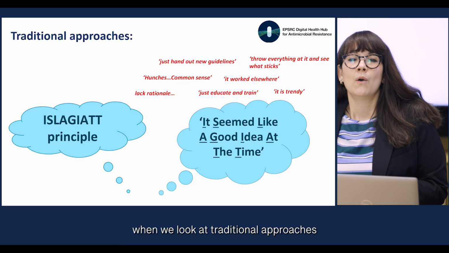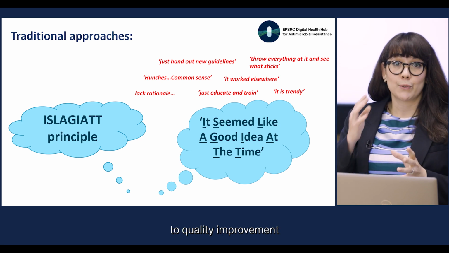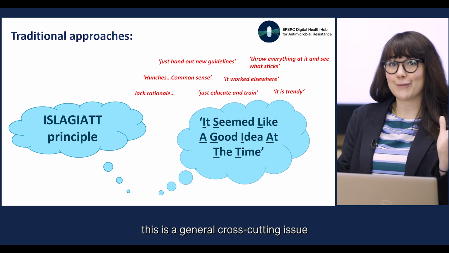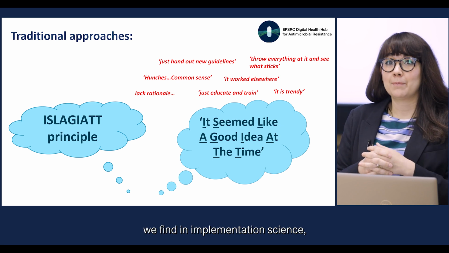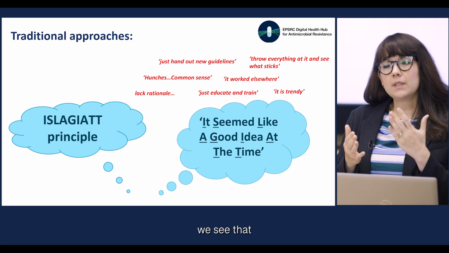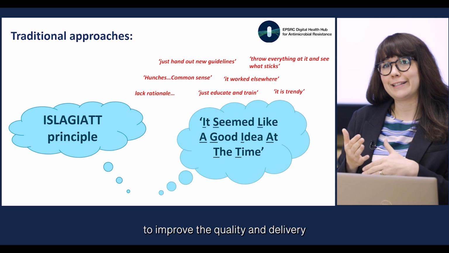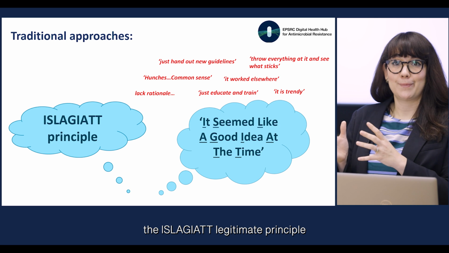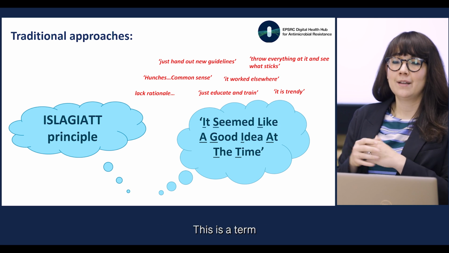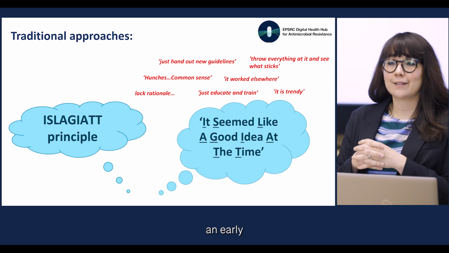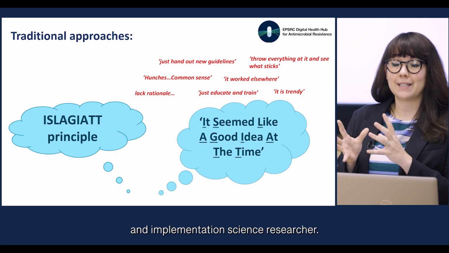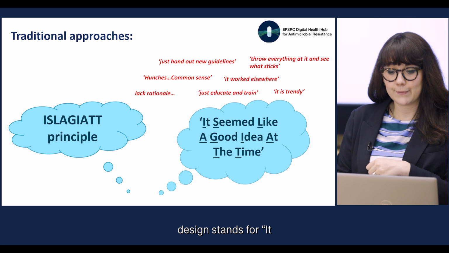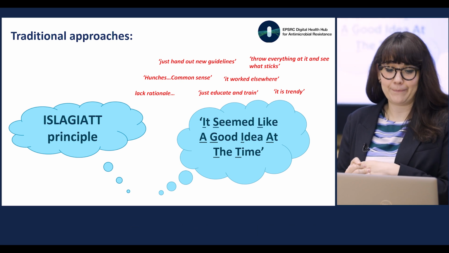However, when we look at traditional approaches to quality improvement and designing quality improvement programs, not just in AMR, this is a general cross-cutting issue we find in implementation science, we see that a lot of interventions to improve the quality and delivery and safety of healthcare have been designed on what has been called the Isligiat principle to designing interventions. This is a term that was coined by Professor Martin Eccles, an early prominent behavioral science and implementation science researcher. And the Isligiat approach to intervention design stands for, it seemed like a good idea at the time.